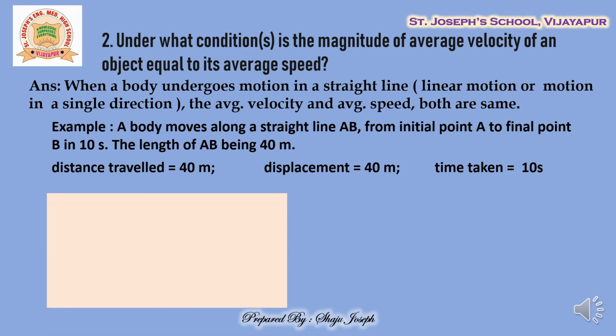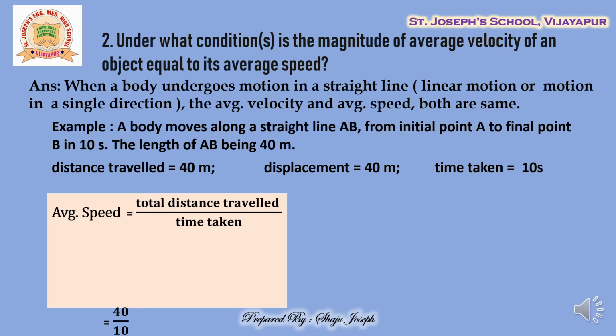So let us calculate first the average speed. Average speed is given by total distance traveled by total time taken. What is the total distance traveled in this case? 40 meters, of course, divided by time taken, which is 10 seconds. So 40 divided by 10 is equal to 4 meter per second.